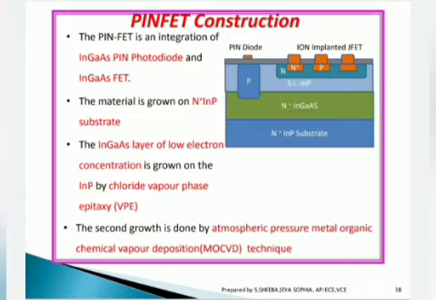The material is grown on N plus InP substrate, as you can clearly see in this planar diagram representation. And this InGaAs layer of low electron concentration is grown on the InP by chloride vapor phase epitaxy, VPE. The second growth is done by atmospheric pressure metal organic chemical vapor deposition, MOCVD technique.